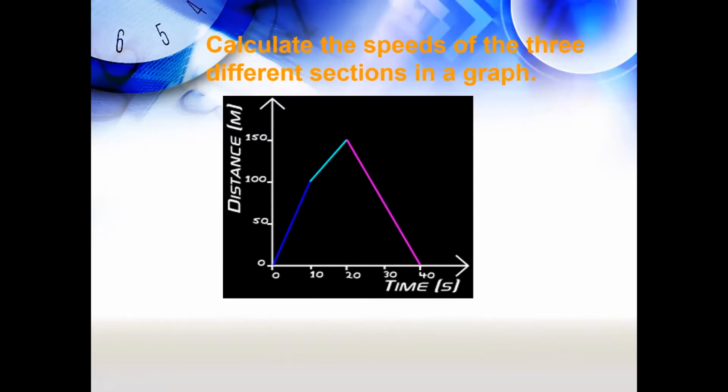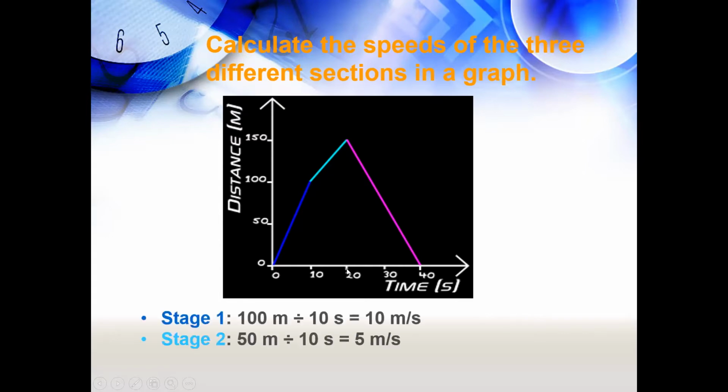So now the assignment is to calculate the speed of the three different sections in this graph. In the first section, as we can see, it traveled a distance of 100 meters in 10 seconds. So that would be 100 divided by 10, equal to 10 meters per second. In the second part, it traveled a distance of 50 meters in 10 seconds. So that would be 50 divided by 10. In the second case, the speed is 5 meters per second.